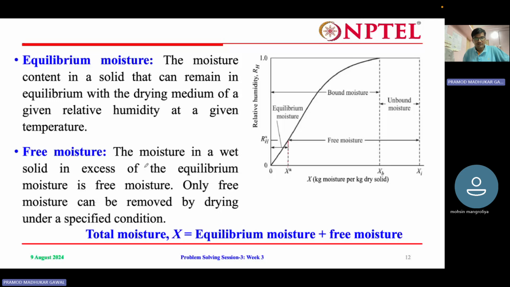The free moisture is the moisture in a wet solid in excess of the equilibrium moisture. Whatever moisture is removed after that is the free moisture. Only free moisture can be removed by drying under the specified conditions. Below equilibrium, we cannot remove the moisture from the solid. So total moisture X equals equilibrium moisture plus free moisture.